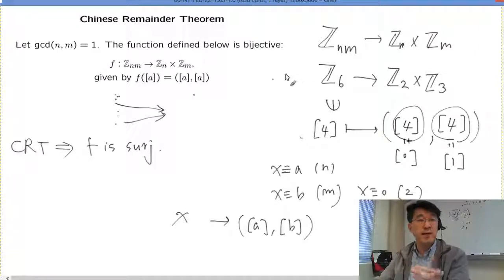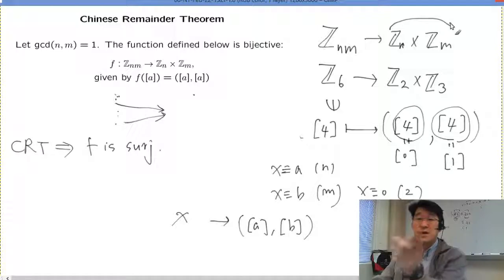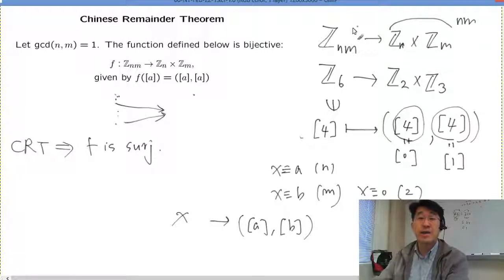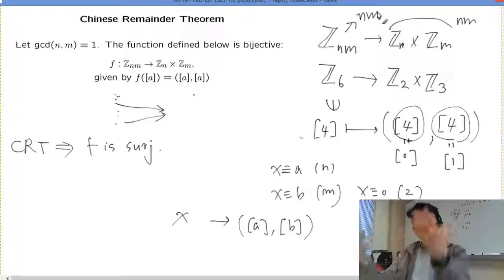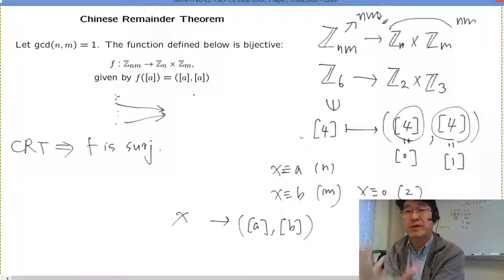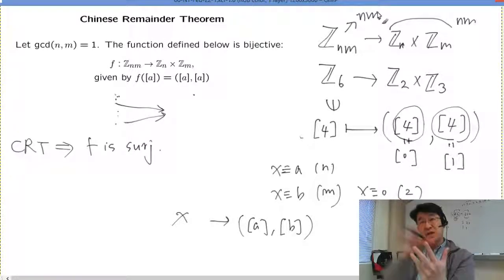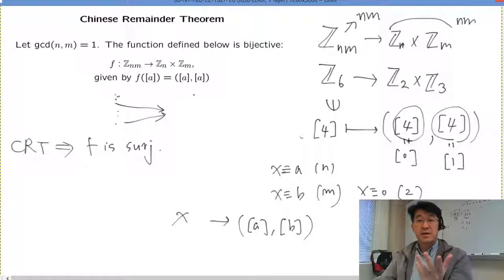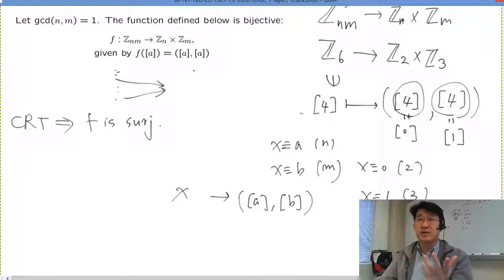Interesting thing happened. How many elements are here? Number of elements. Here there's n elements, right? Here's m elements. Cartesian product. How many? N times m. How many elements are there? N times m. If you have a function defined between sets with the same number of elements, if you establish injectivity, don't you think it's automatically surjective? So I'm gonna do a little bit of magic in here.